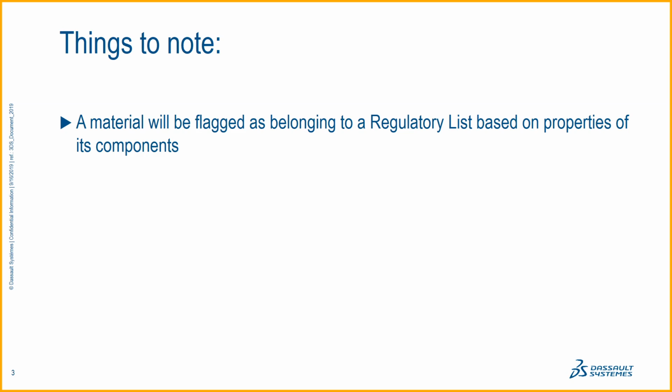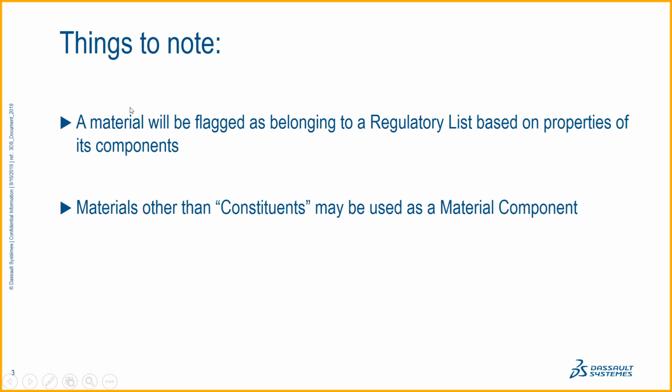That's something that users need to be aware of: the components they are looked at, and they can be the reason that a mixture is flagged as being on a reg list. It's important to note that materials other than constituents may be used as a component. So in an earlier training session about material types, we indicated there is a material type out of the box called constituent. And it's really a pared down version of a chemical material type.